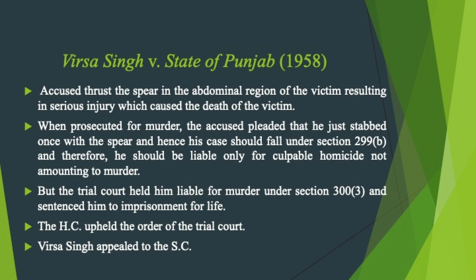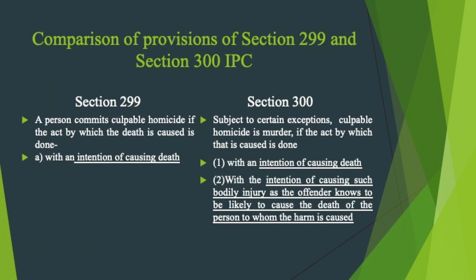But the trial court held him liable for murder under section 302 and sentenced him to imprisonment for life. The High Court upheld the order of the trial court. Virsa Singh appealed to the Supreme Court. For clarity, the provisions of section 299 taken as clauses A, B and C based on the three kinds of mens rea specified under the section are compared with those of the 4 clauses of section 300.